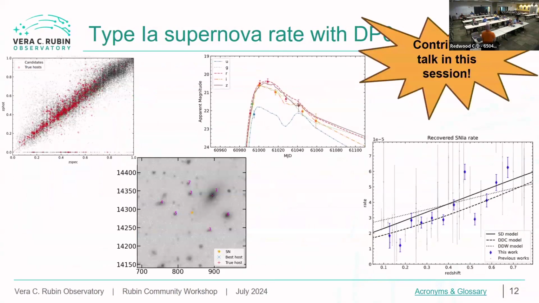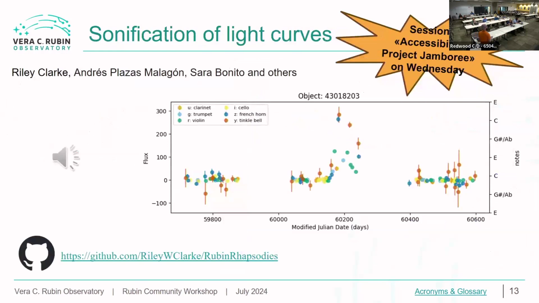Type Ia supernovae are included in the simulation. I will not talk about it here because there is a contributed talk later in the session, but we also prepared the analysis of the supernova rate within DP0. And then, also important, the sonification of light curves. There was an entire session on Wednesday about that. You can ask Riley Clark about details. I can also maybe show the sound.